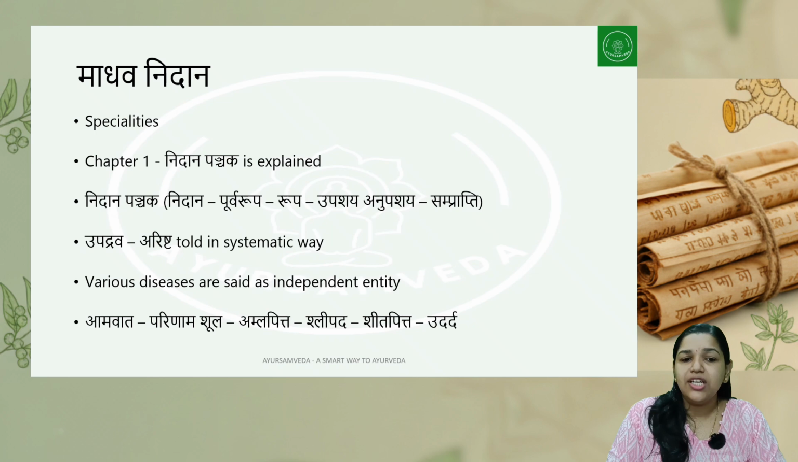The other features of Madhavanidana can be seen as the Nidana Panchaka is explained in detail. The Nidana Panchaka comprises Nidana, Purvarupa, Rupa, Upashaya Anupashaya and Samprapti. Also, the Arishtas in the form of Upadravas are told in a systematic way. Various diseases are explained in Madhavanidana as an independent entity, wherein other Samhitas have considered these as lakshana or the symptoms of various other diseases.